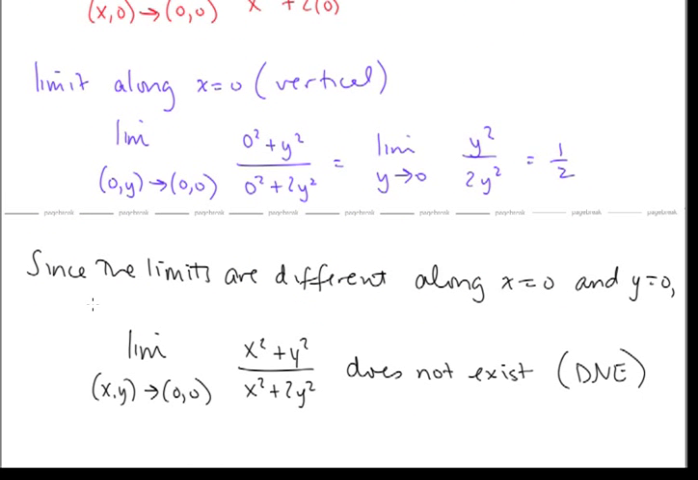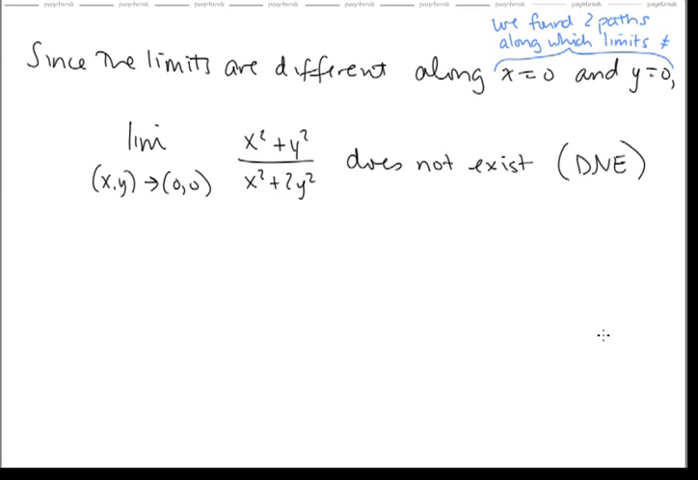So since the limits are different along x equals 0 and y equals 0, this limit does not exist. And sometimes we write that as DNE. And I want to point out, just to be clear, these could be any two curves that you find for which the limits are different. So it doesn't have to be these two paths. These are just a couple of easy ones to look at. So we found two paths along which the limits are not equal.